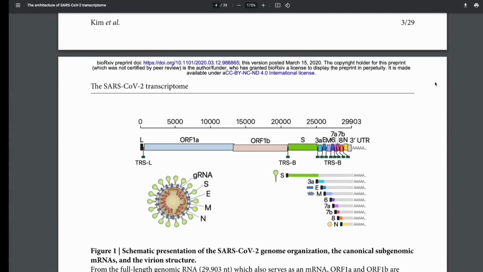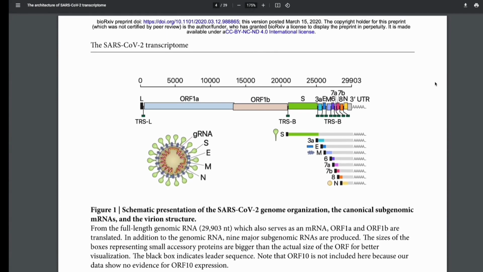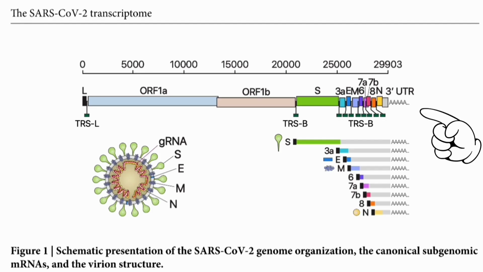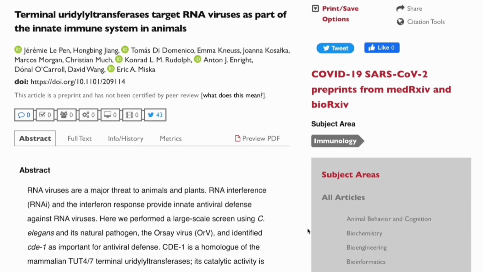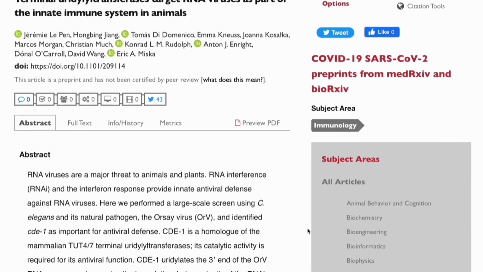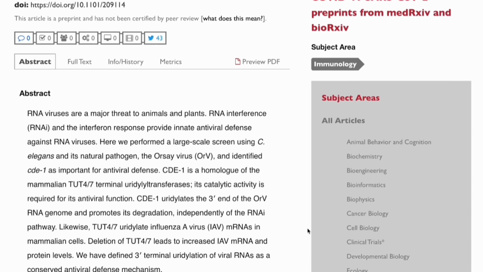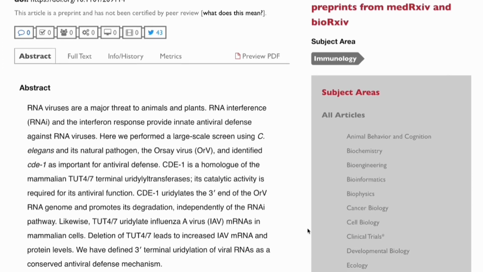Coronaviruses are positive strand RNA viruses featuring a 3' polyA tail. The length of the polyA tail changes inside the cell, but we know little about this process. In 2018, Eric Miska's lab showed that the uridylation of viral RNA polyA tail is a conserved defense mechanism.